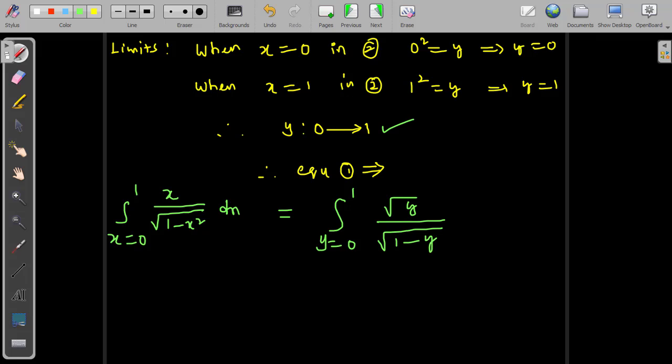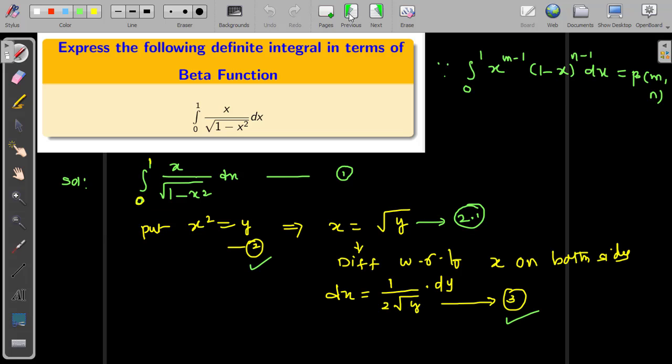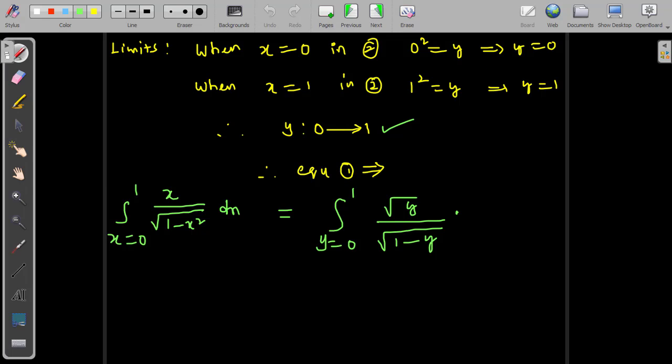So again, on the left side we have dx. dx means 1 by 2 times root y dy. If you look here in the integrand, root y cancels out. Now this is equal to the integral, this 1 by 2 I am writing outside, y from 0 to 1.